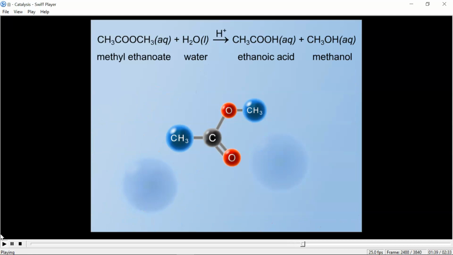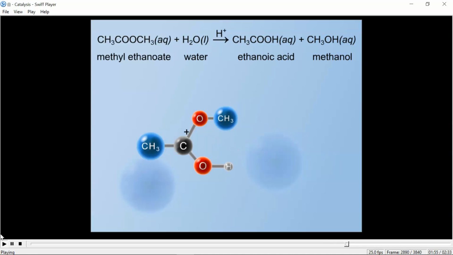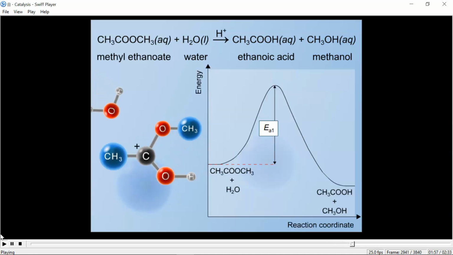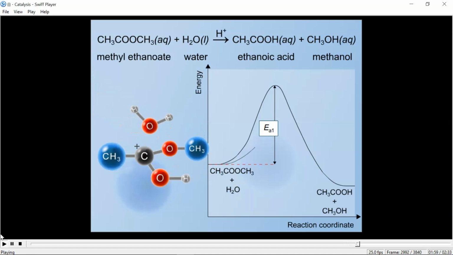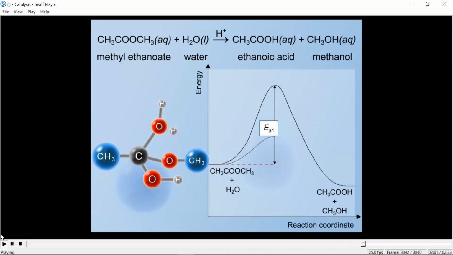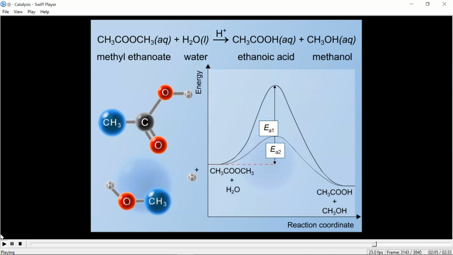Ester hydrolysis can be catalyzed by acids, though. A positively charged hydrogen ion bonds to the carbonyl oxygen atom. A carbocation is formed, with one positive electrical charge situated on the carbonyl carbon atom. A water molecule is attracted to this reaction site much more strongly. The reaction has a lower activation energy and can proceed much more quickly.